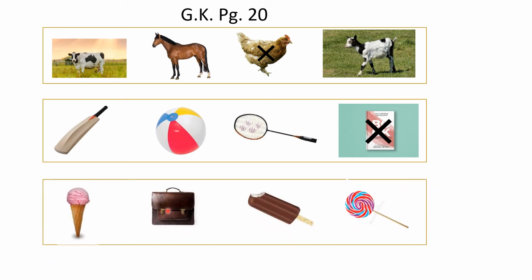Ice cream, bag, ice cream bar, and a lollipop. Which is the odd one out? The bag. This kind of bag is also called a satchel, and that is why it is the odd one out, because ice cream, an ice cream bar, and a lollipop are things you eat. A bag is something you don't eat, and that is why it is the odd one out.